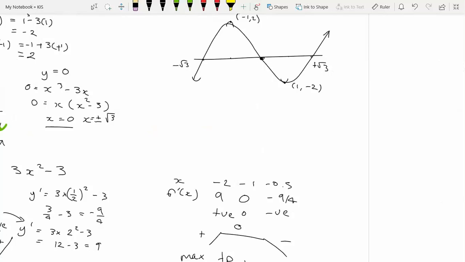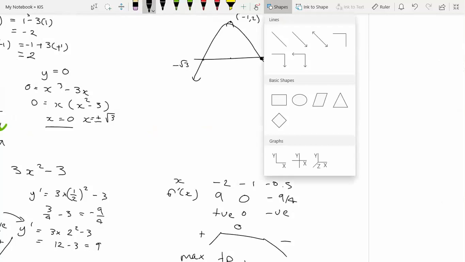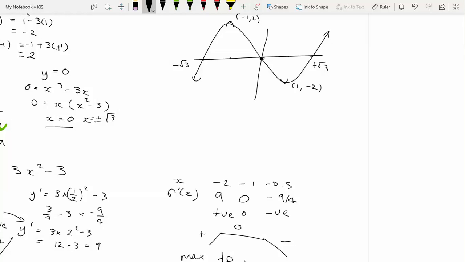So that wouldn't have been able to tell us if it was positive or negative, if we were testing around there for the second derivative. I also just want to say, make sure with your points that you try to stick as close as possible to the center point.